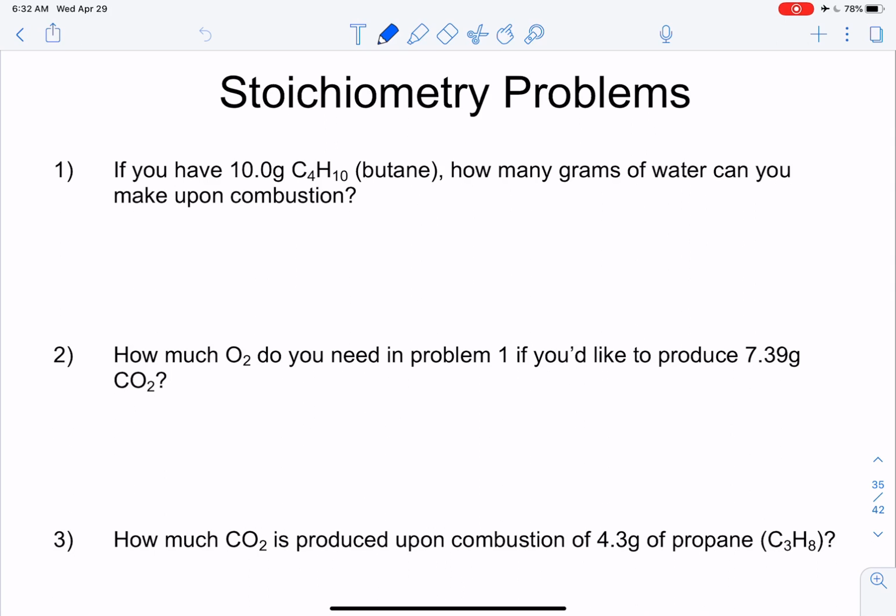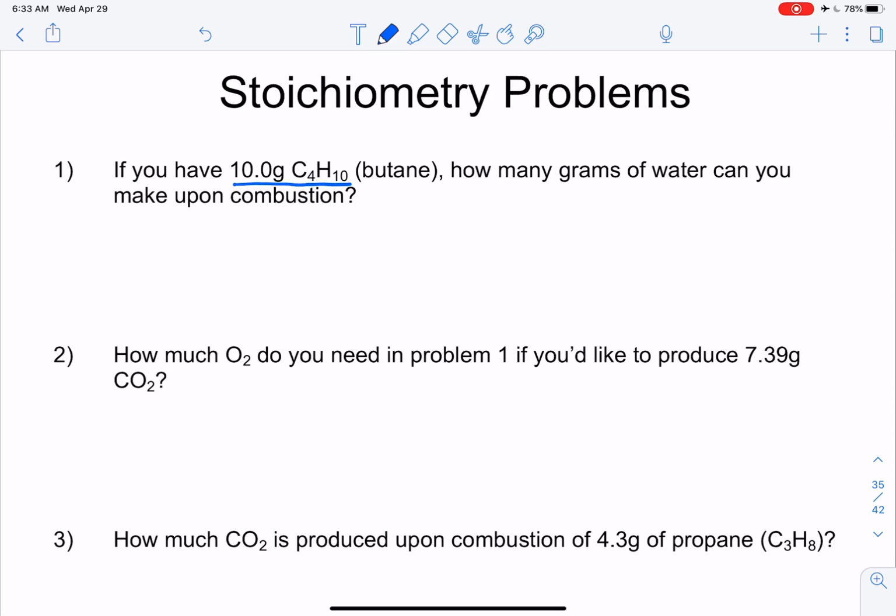So the first question says, if you have 10 grams of butane, how many grams of water can you make upon combustion? So usually in these types of questions, we start by writing the given, which is 10 grams of butane. But the thing here is we're going from butane to water. So we're switching from one substance to another substance.